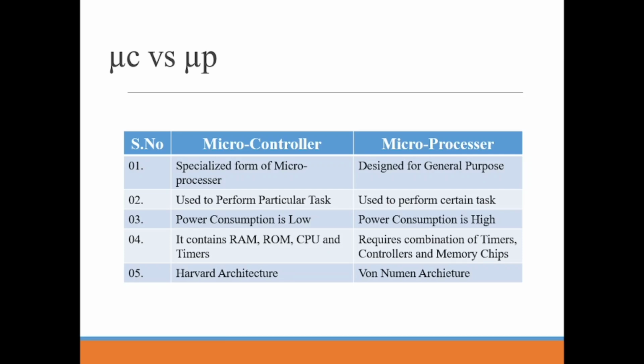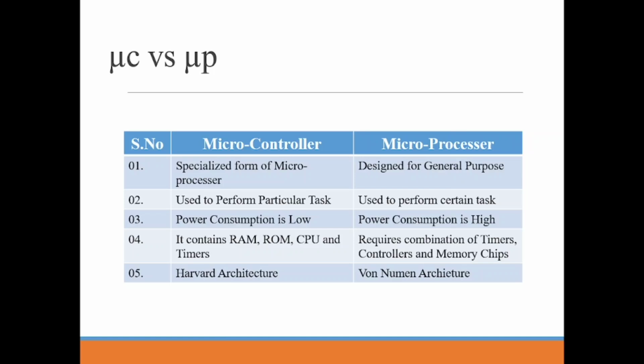So let us see about the key differences between microcontroller and microprocessor. A microcontroller is a specialized form of microprocessor, where the microcontroller consists of a microprocessor as its processing unit, whereas the microprocessor is designed for general purpose. A microcontroller is used to perform a particular task, whereas a microprocessor is used to perform various tasks. The power consumption of a microcontroller is low. The microprocessor power consumption is high.